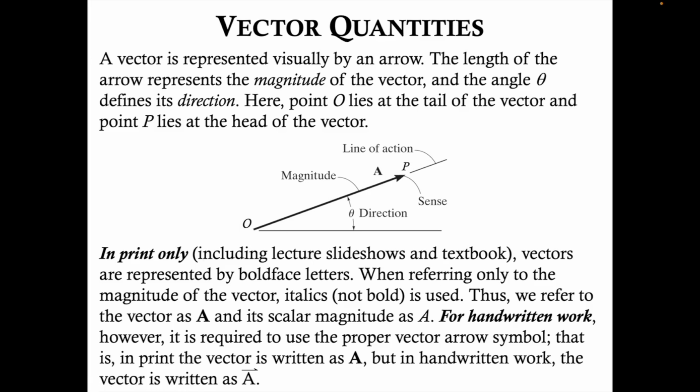In print only, vectors are represented by bold-faced letters. When referring only to the magnitude of the vector, however, italics, not bold, is used. Thus, we refer to the vector as bolded A in print, and its scalar magnitude, or simply its size, as italicized A. For handwritten work, however, it is required to use the proper vector arrow symbol.